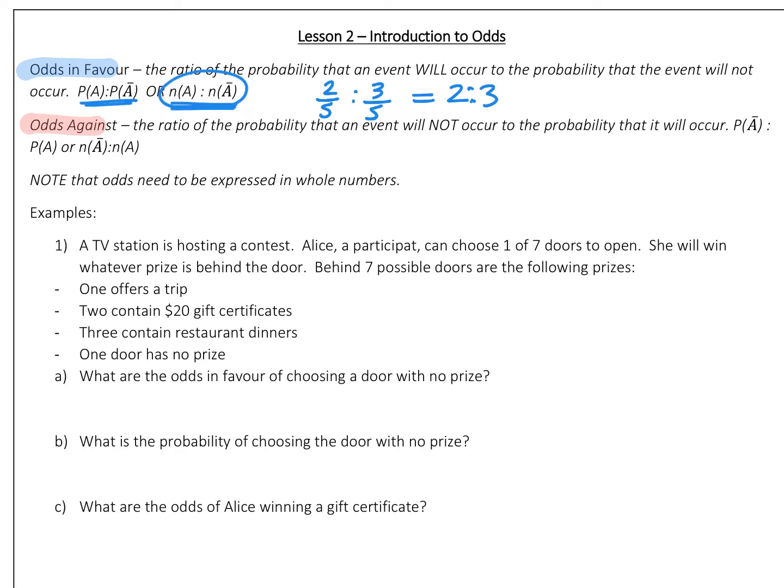The odds against is the ratio of the probability that the event will not happen to the probability that it will happen. And remember that we need to express odds in whole numbers, and if necessary, we reduce them like fractions. So if you had 4 to 6, you need to reduce that to 2 to 3. Let's look at an example.